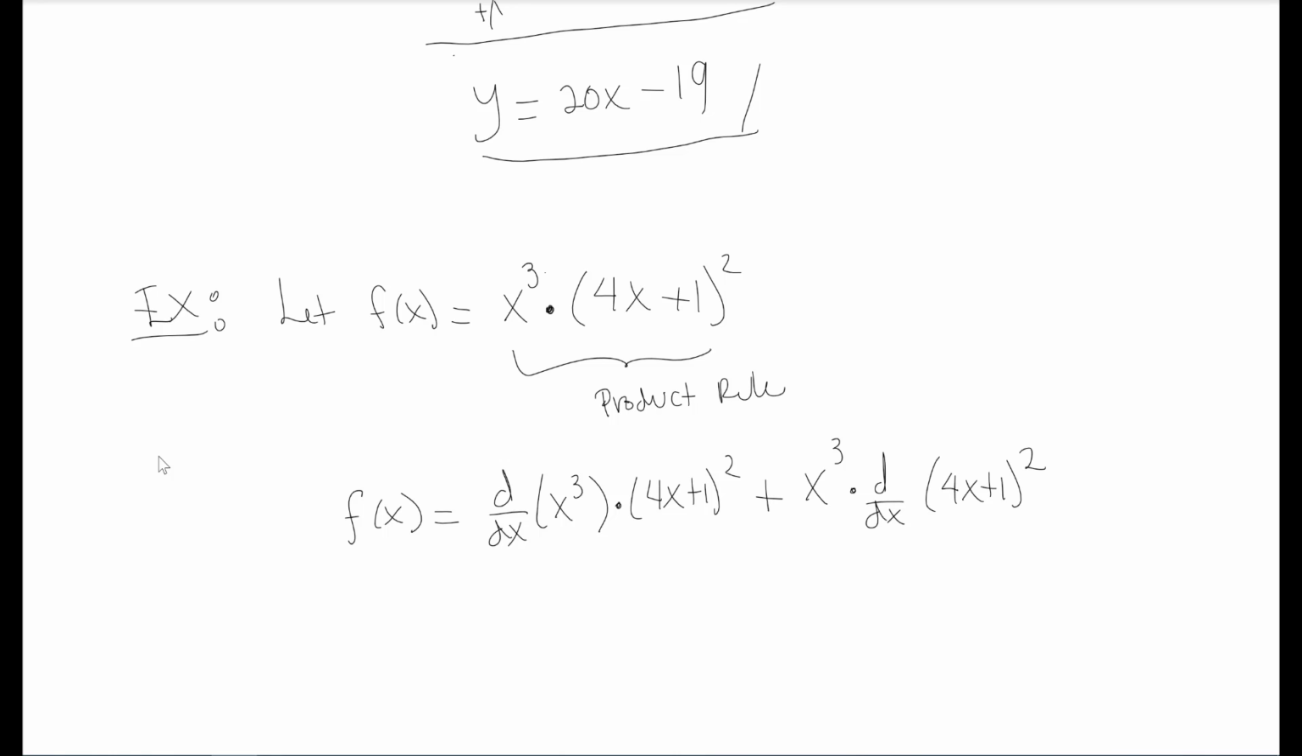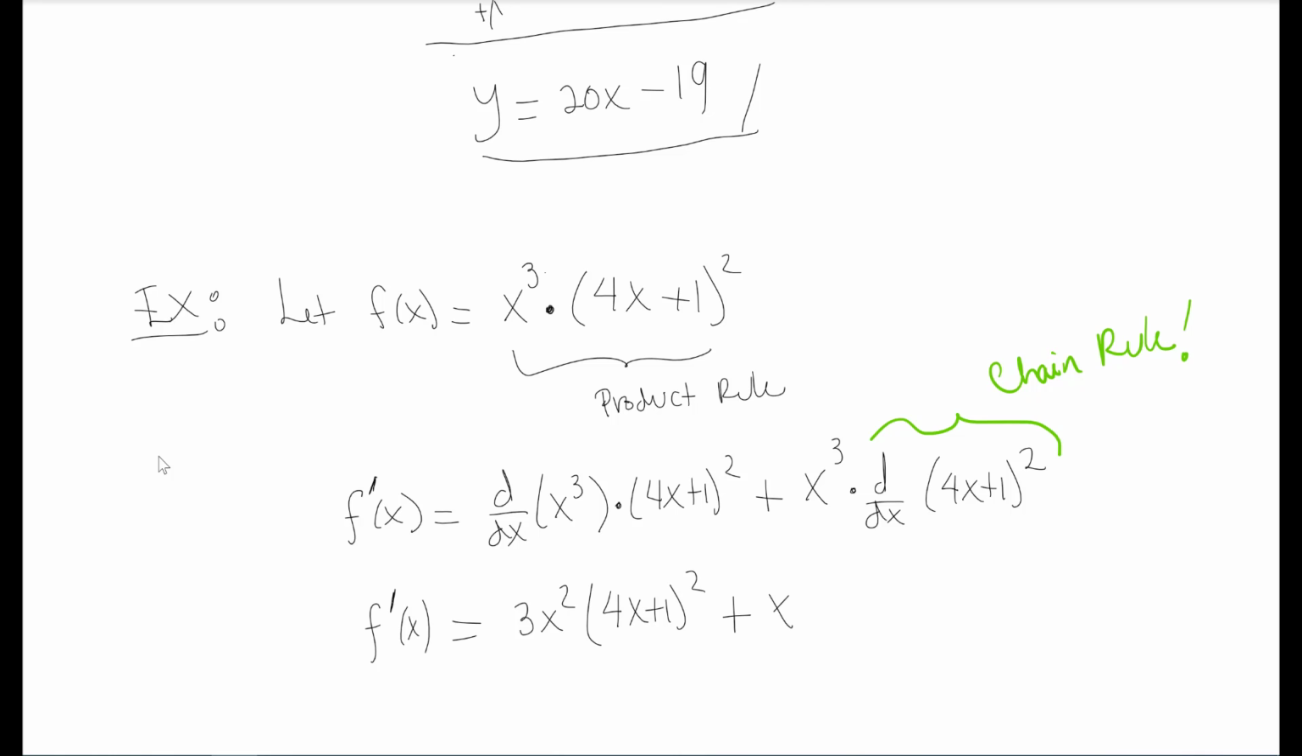And the reason I'm doing this is because when I do the derivative of the second, I need to use the chain rule. So when we get there, we need to use a chain rule. Sorry, that should have been f prime. So f prime of x is the derivative of x cubed, which is 3x squared, times the second left alone, plus the first. And now when I do the derivative of the second, I need to use the chain rule.